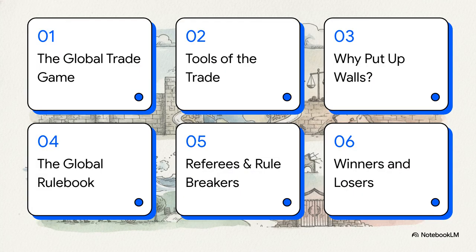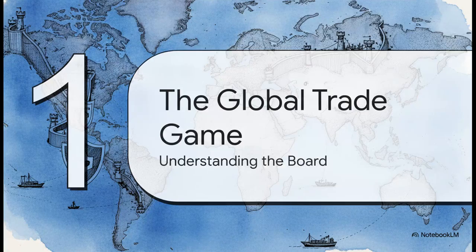We're going to break this all down into 6 chapters: the global trade game, tools of the trade, why put up walls, the global rulebook, referees and rule breakers, and finally, winners and losers. Let's just jump right in. Chapter 1. The Global Trade Game, Understanding the Board.